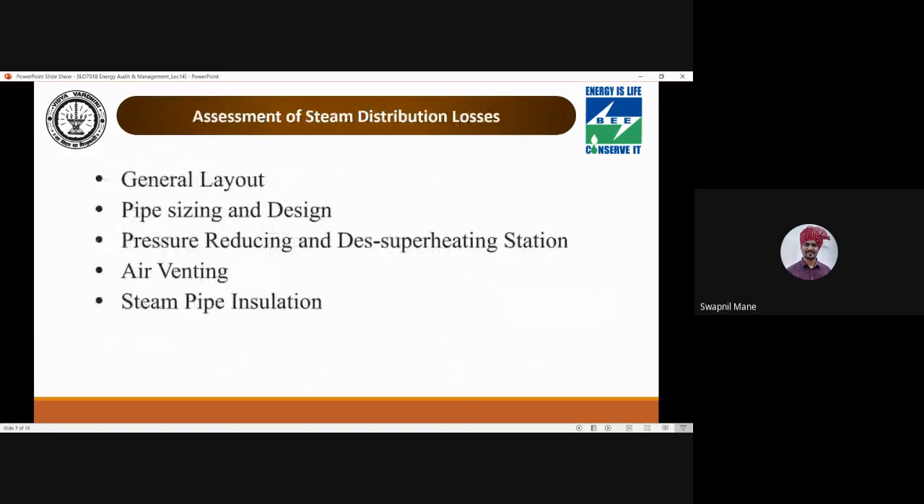So moving further, we will now discuss one by one the general layout, pipe sizing and design, pressure reducing and desuperheating station, air venting, and steam pipe insulation. Starting with general layout, what is general layout? General layout and location of the steam consuming equipment is of great importance in efficient distribution of steam. Why? Because steam pipes should be laid by the shortest possible distance rather than following a building layout or road, etc.